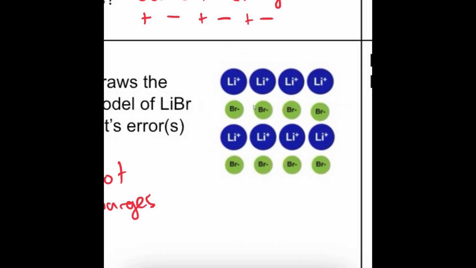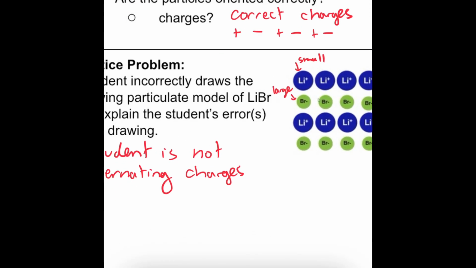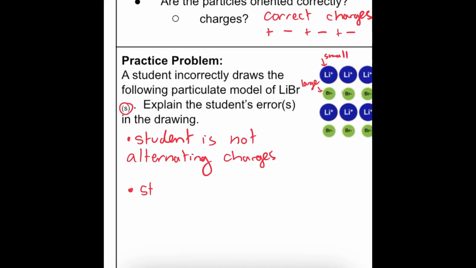The next thing that they did that's an issue has to do with the ionic size. So if you take a look at your periodic table, lithium is a very, very small atom, right? Lithium only has 3 electrons, which it loses one of when it ionizes. So lithium should be small. Bromine, on the other hand, is much, much, much bigger. It has way more shells than lithium, so this one should be large. Now, when we talk about that, you are going to say that the student incorrectly represented ionic size.